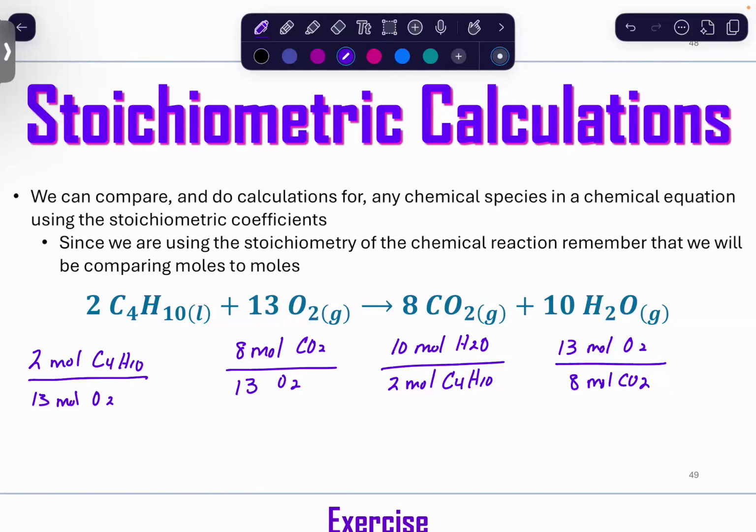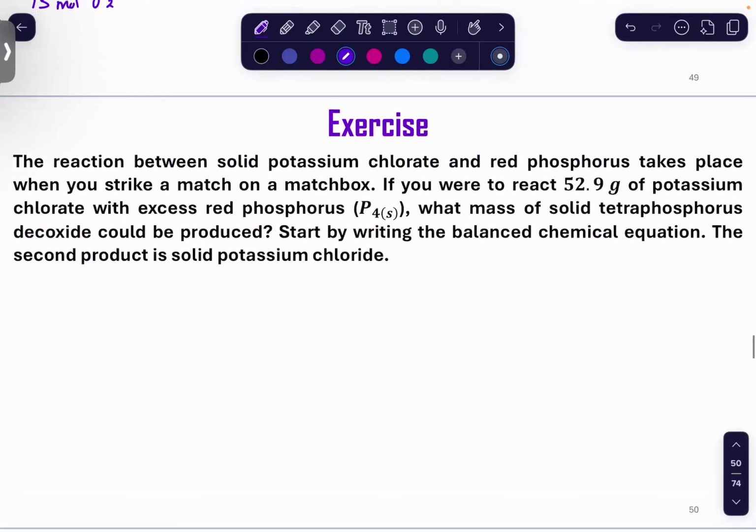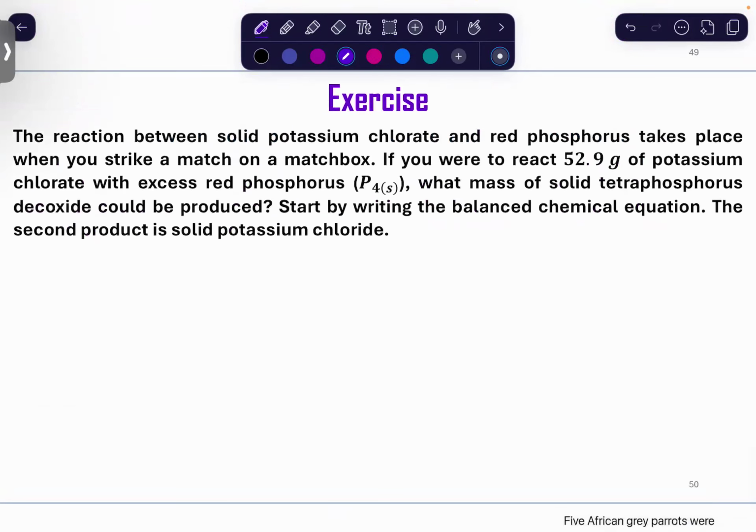And this is actually going to help us solve calculations. So we'll look here. We have a reaction between solid potassium chlorate and red phosphorus. It takes place when you strike a match on a matchbox. If we're reacting 52.9 grams of potassium chlorate with excess red phosphorus, and I gave you the formula there, what mass of solid tetraphosphorus decoxide could be produced? So we have to start by writing a balanced chemical equation. There's 2 products, so you have the tetraphosphorus decoxide, and a second product is solid potassium chloride. All right.